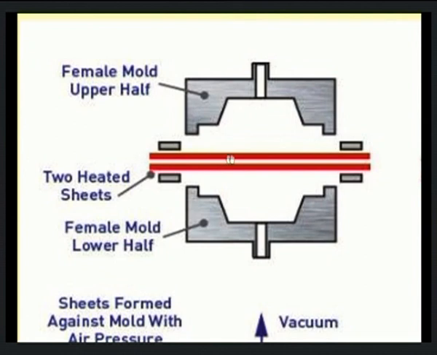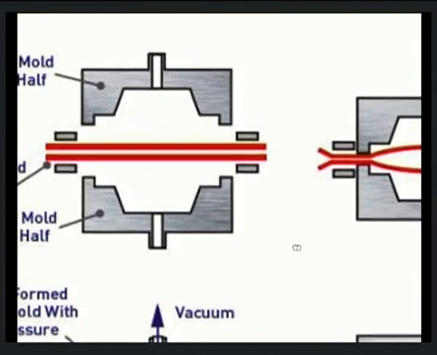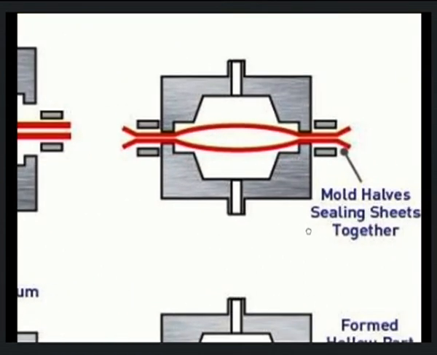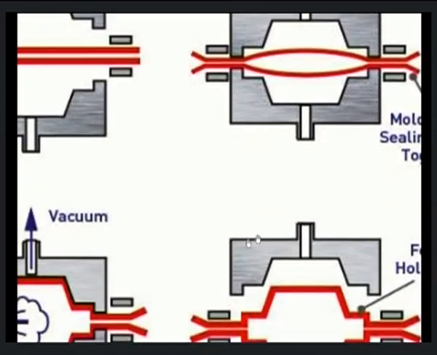In the first step, two heated sheets are just placed in between the top and bottom of the female mold. In the next step, the molds are closed, which will ensure that the plastic sheets are sealed at both the ends.